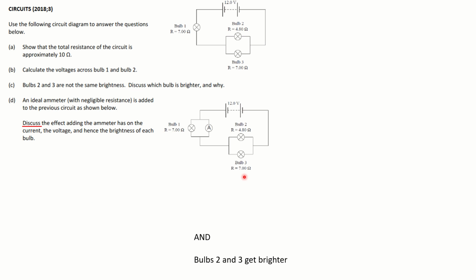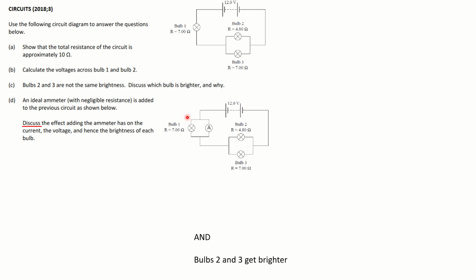Okay, so the last bit right here, we want to discuss the effect adding an ammeter has on current, voltage, and brightness of each bulb. So we've added an ammeter right here in the circuit. An ammeter has negligible resistance, which means very little, effectively none. So what is all the electrical current going through this section going to do? It's all going to pass through the ammeter, and none of it's going to pass through bulb 1.